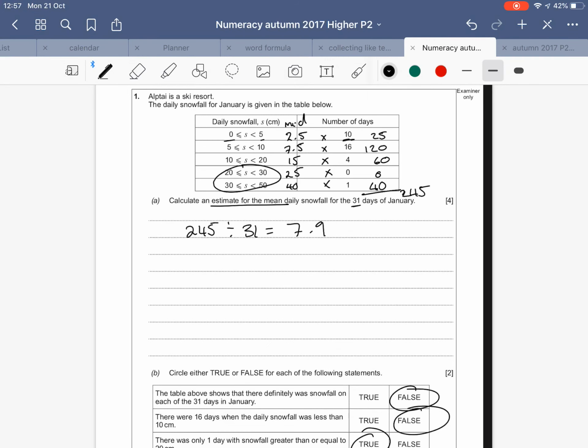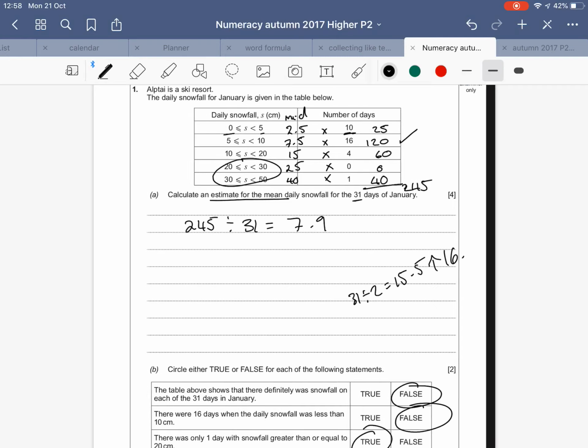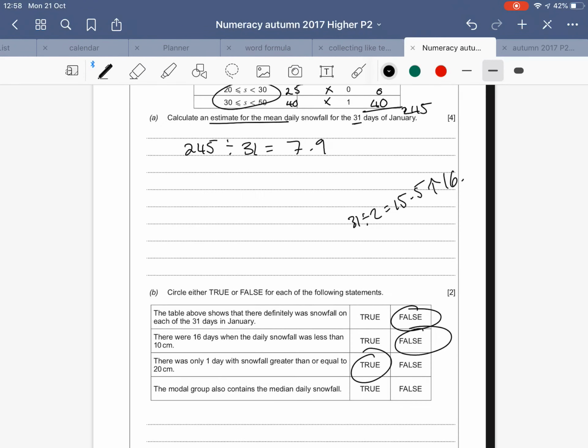The modal class also contains the median. So modal is 16, so it's this column here, between 5 and 10. Median is, add them up, so 31 divided by 2, which is 15.5. Let's round that up to 16. Want to keep adding your frequency until you get 16. So 10, add 16, 26. So it's in the second column again, so yes.